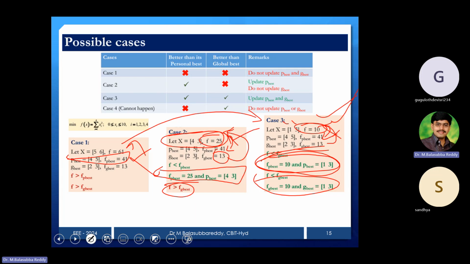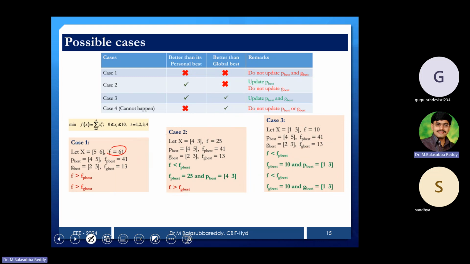Now we can see in the above table, case 1 is not better than its personal best and not better than its global best. So do not update P best and G best in case 1. You can see these two are best when compared to 41 and 61. 41 is best, that's why I marked it with a cross. And 13 we are comparing with 61, so 13 is best. So the global best is also not modified. That means both G best and P best are not modified.